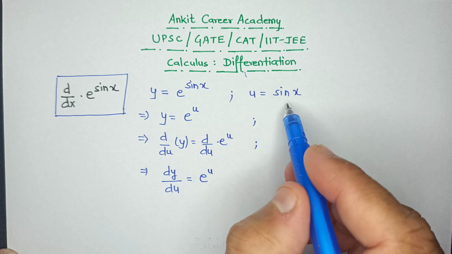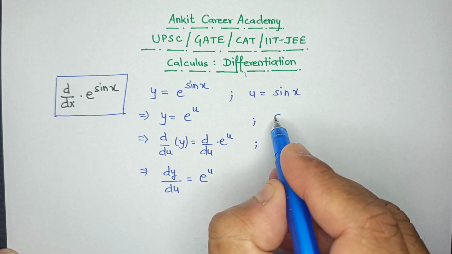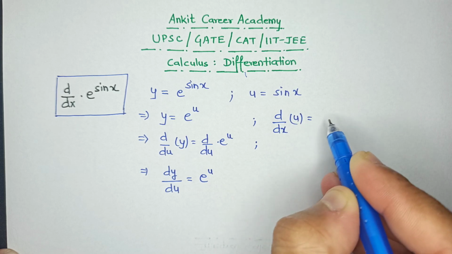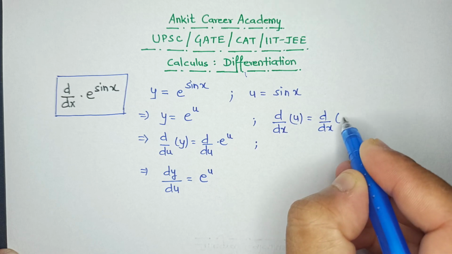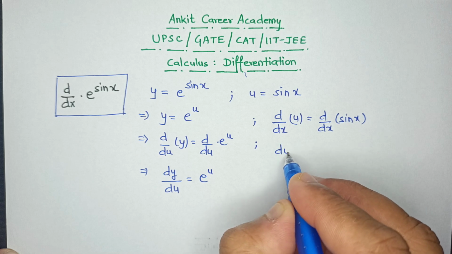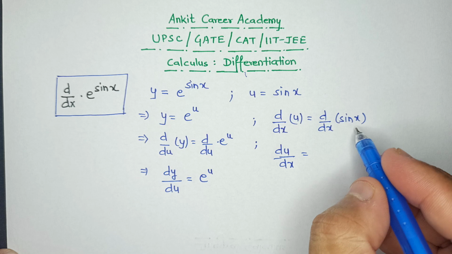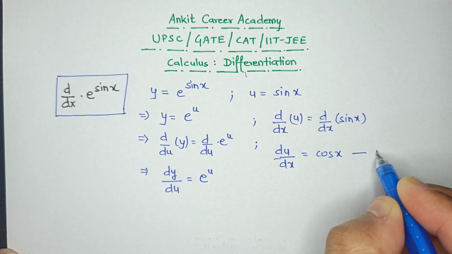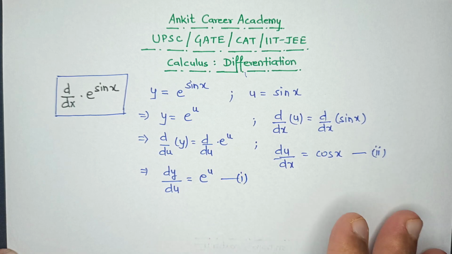Now as far as this part of the equation is concerned, here the independent variable is x, so let us differentiate both sides in terms of x. So this is d by dx of u, and differentiating d by dx of sin x on this side as well. So the value of du by dx comes out to be d by dx of sin x. The differentiation of sin x is cos x. So let us say this is equation number 2, and let us say this is equation number 1.